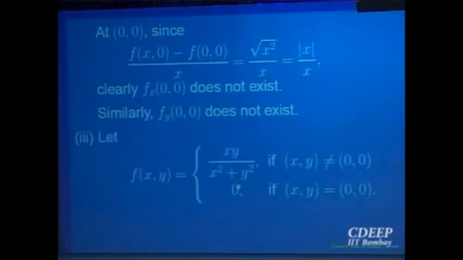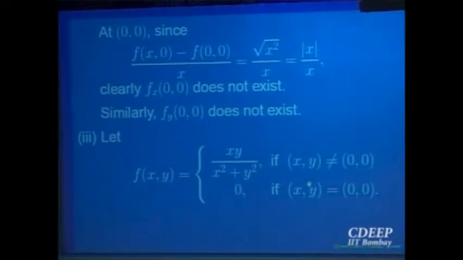Let us look at another example, f(x,y) equal to xy divided by x square plus y square when it is not 0, and 0 when it is 0. Do the partial derivatives of this function exist at all points or not? Let us find out. When it is not 0, 0, we know that no problem is there, right? At the point 0, 0, what I have to do?